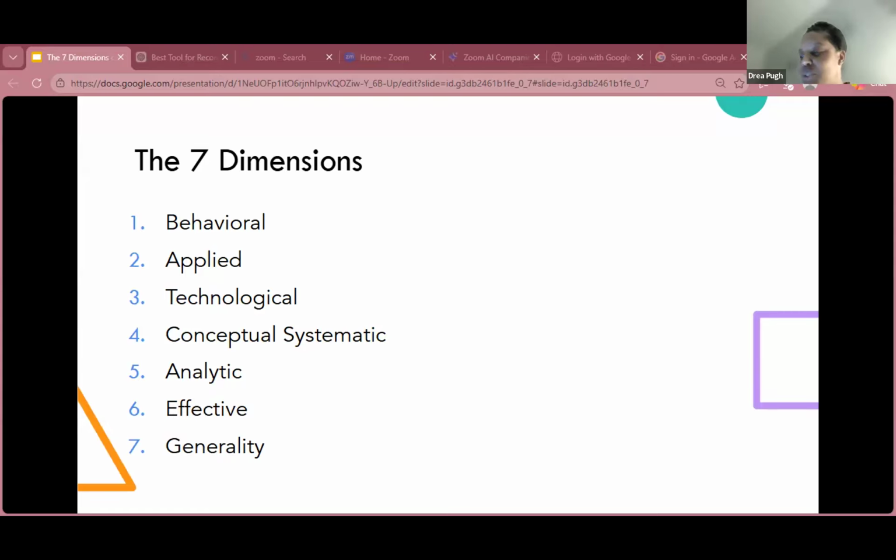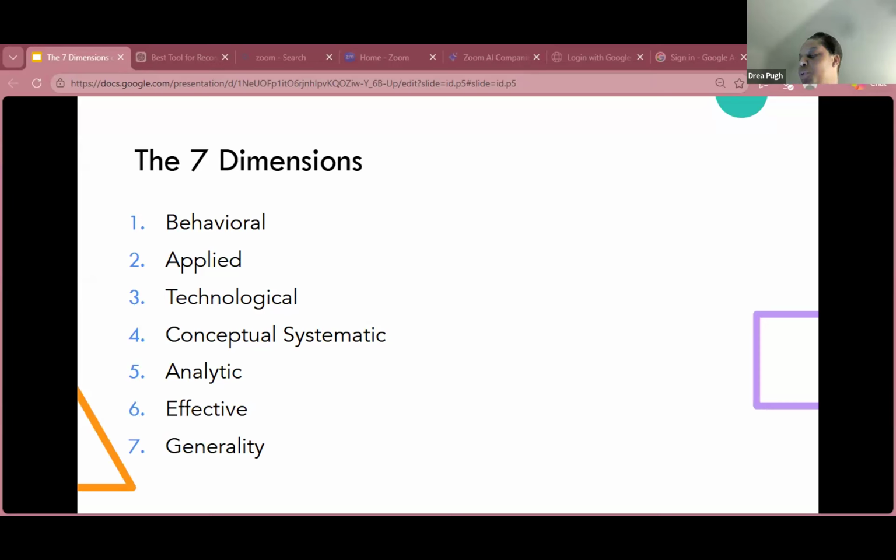Applied. Focus on socially significant behaviors that improve a person's life. Target behaviors are selected based on their importance to the individual and those around them. Examples are communication skills, adaptive living skills, reduction of behavior that cause risk.